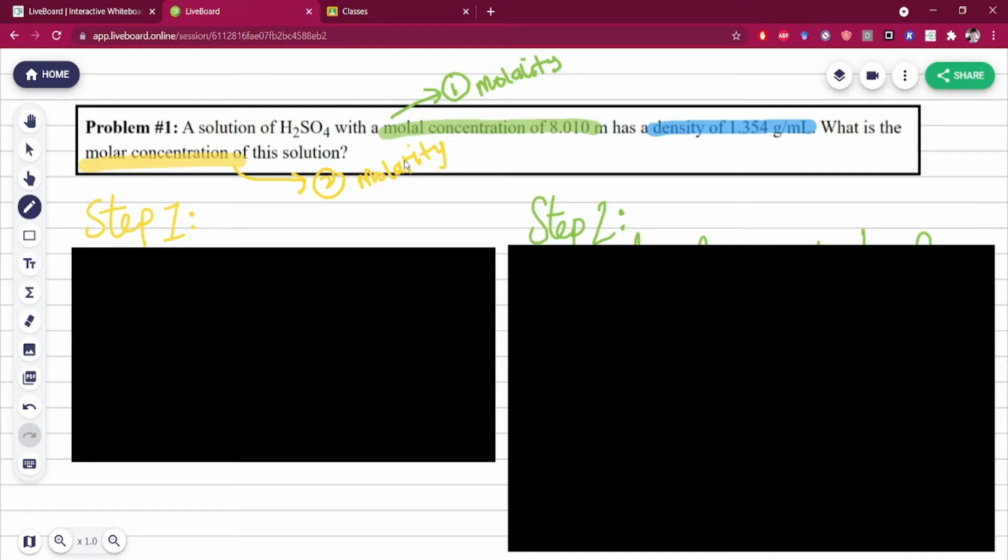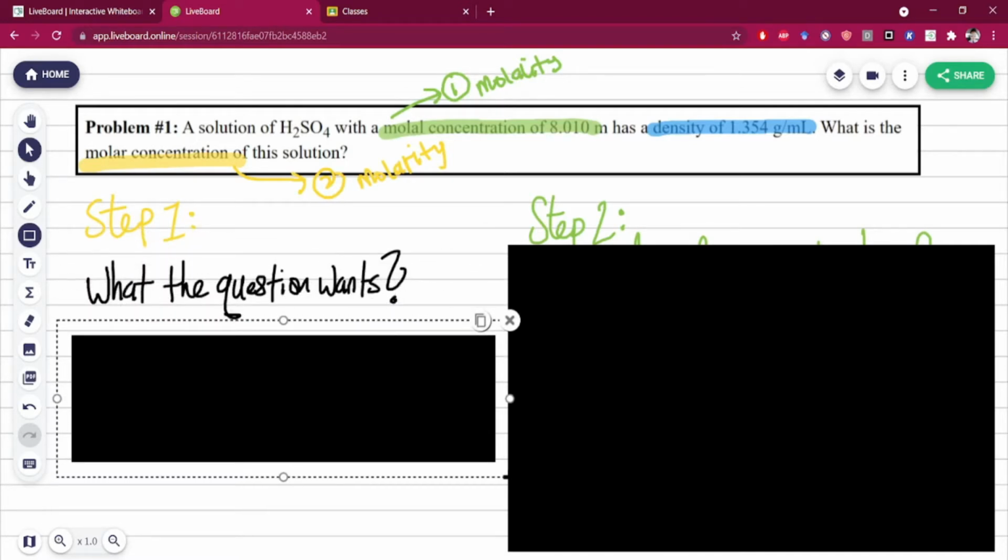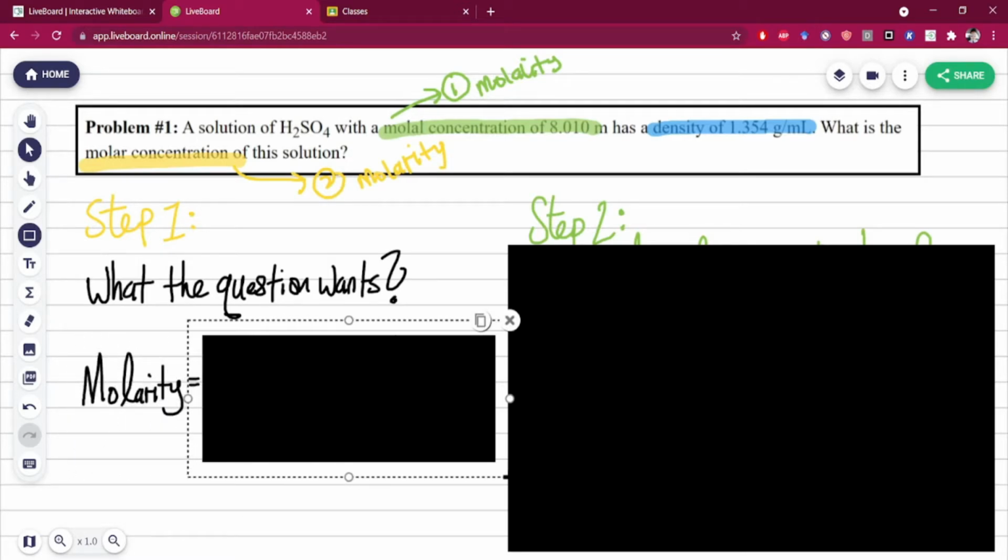The first step is to know what the question wants you to find. Problem number one is very obvious. It wants you to find the molar concentration, or in other words, molarity. So step number one is to find out first what the question wants, and it's very important to know what is meant by molarity.